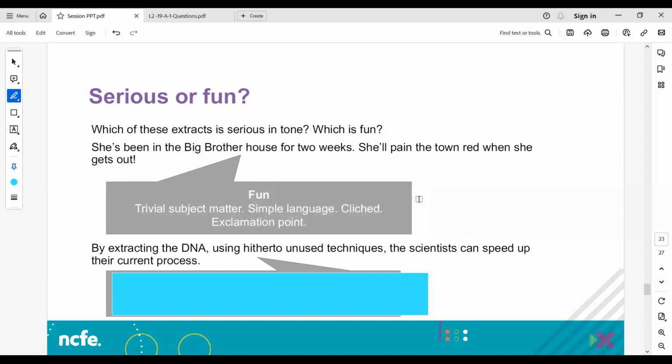Good. And it's trivial subject matter, so it's not a serious topic. It's about people in the Big Brother house from the TV show. Simple language, so we've not got a complex sentence there. We've got the exclamation mark at the end. And the other one about the DNA, it's a long complex sentence, formal language, hitherto. We've got that subordinate clause there, and technical language, extracting the DNA, the techniques that are used.